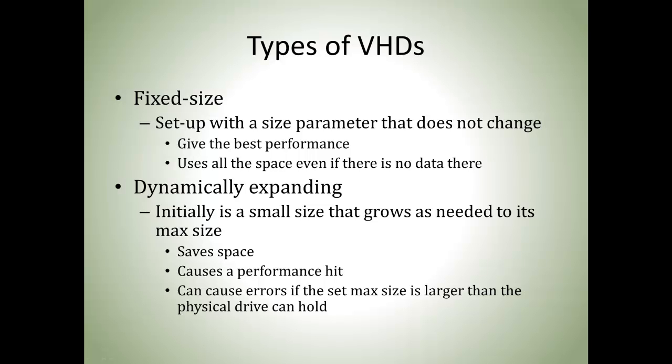There are a couple of types of VHDs that are out there. The first one's a fixed size. What this means is that when you set the VHD up from the creation point, it's always the same size. It doesn't matter how little or how much information is in there. It's always going to be whatever you set it to be. So if you set it to be 40 gigabytes and you have 4 megabytes of information in there, it still takes up 40 gigabytes of space on your hard drive. That's obviously the downside. The upside is it does give the best performance of any of the VHD options.